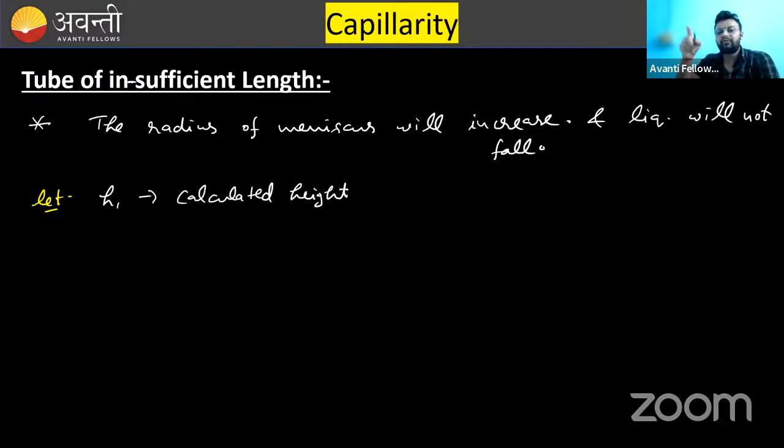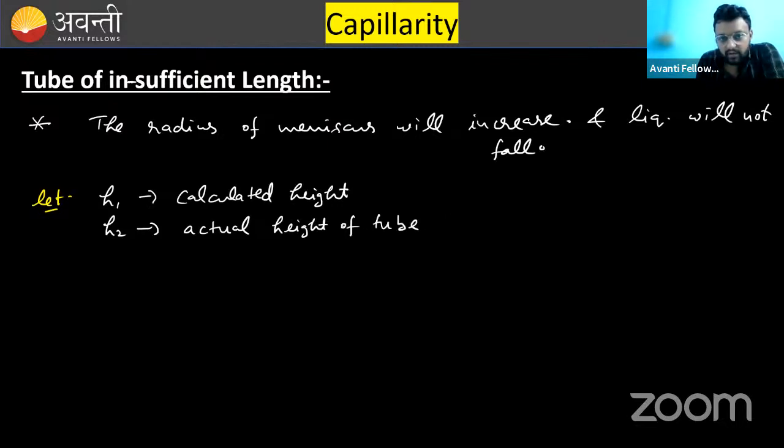The height you have calculated from the formula, and H2 is the actual height of the tube. The condition is that H2 is less than H1. Only then will it be an insufficient length tube. So H2 is less than H1.